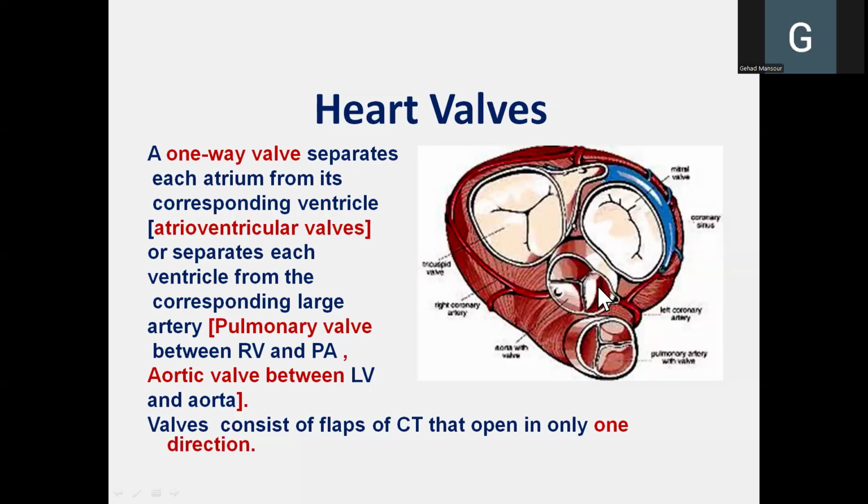Okay. And now what about the semi-lunar valves? Again, I might ask about the hemodynamics that result in closure of the semi-lunar valves. So the semi-lunar valves allow the passage of blood from the ventricles to the corresponding large artery during systole and prevent backflow during diastole. This is in general. But what are the specific hemodynamics that result in closure of the semi-lunar valves?